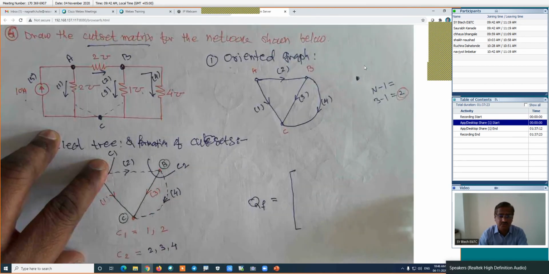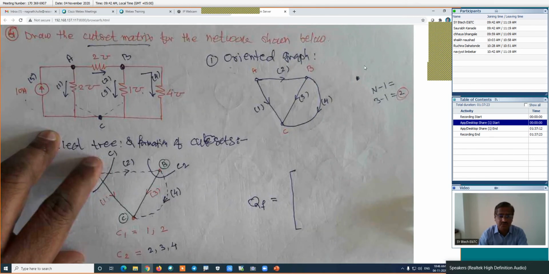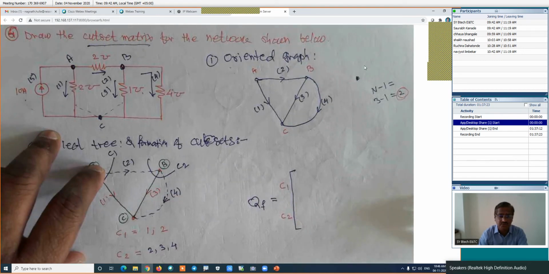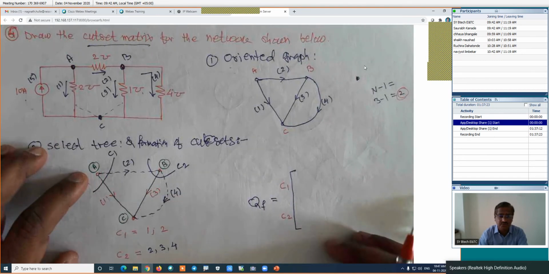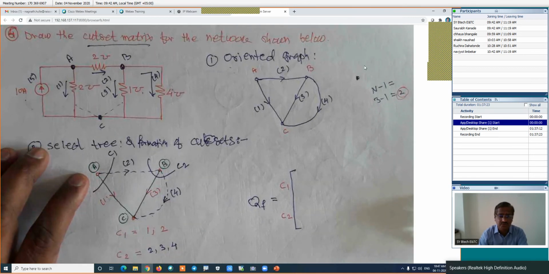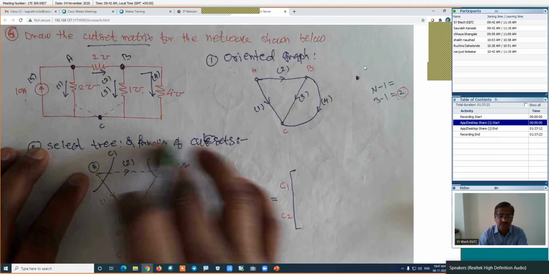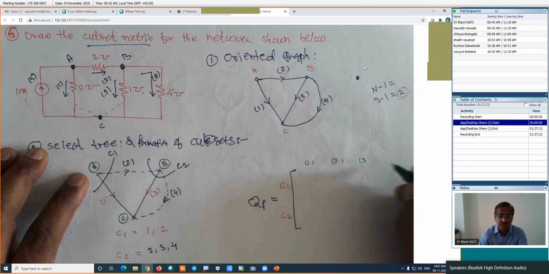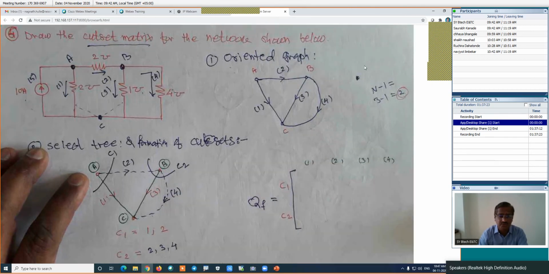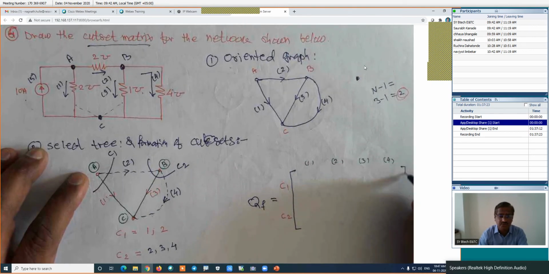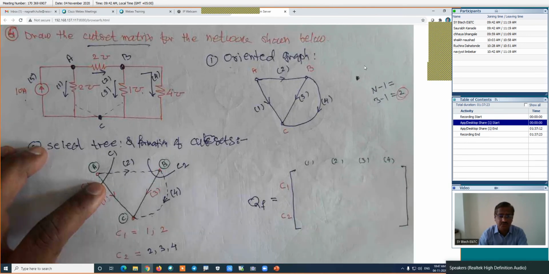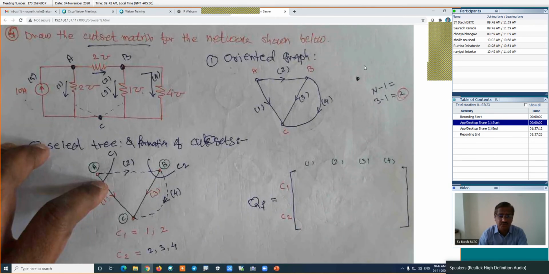Now, how many cut sets will there be? How many rows will there be? Only 2. This is 1 row, C1. This is another row, C2. Because in the cut set matrix, the rows of the matrix are nothing but the cut sets, and the columns of the matrix are nothing but branches. How many branches do we have for this given figure? We have 4 branches: branch number 1, branch number 2, branch number 3, and branch number 4. These are the 4 columns we have for this particular matrix. Now we will prepare the entries. How will the entries be?